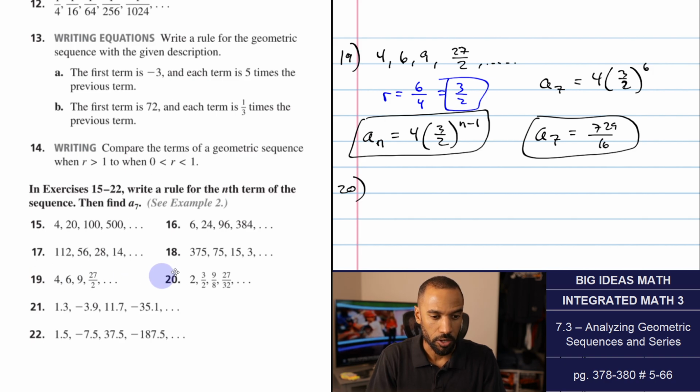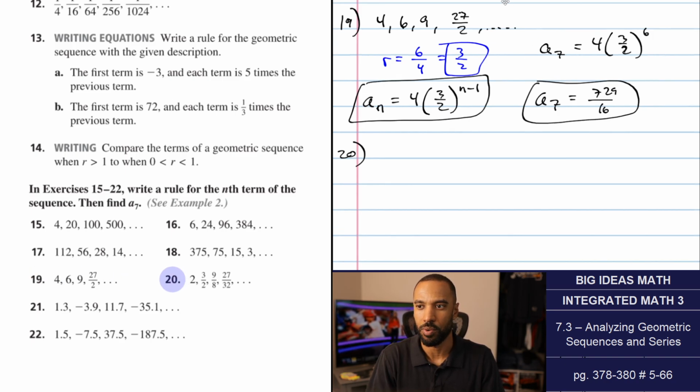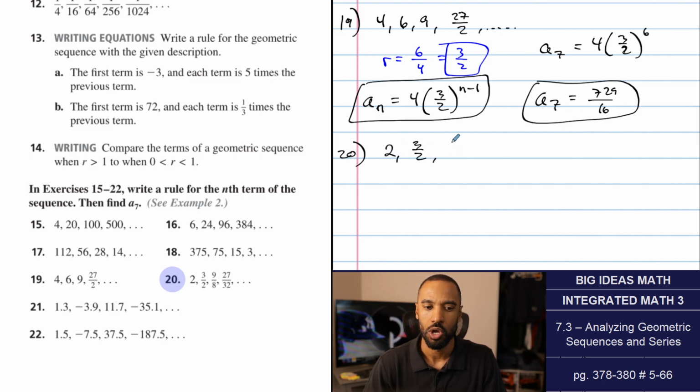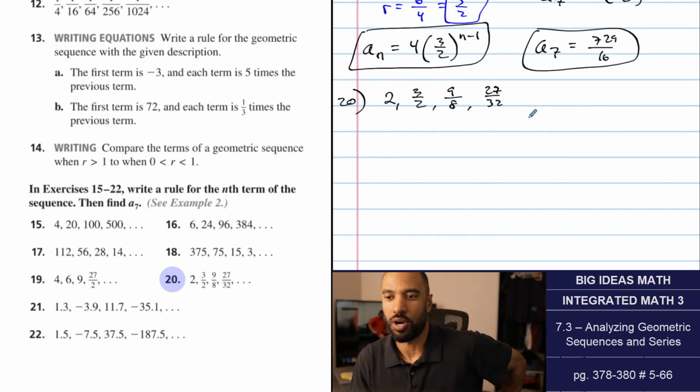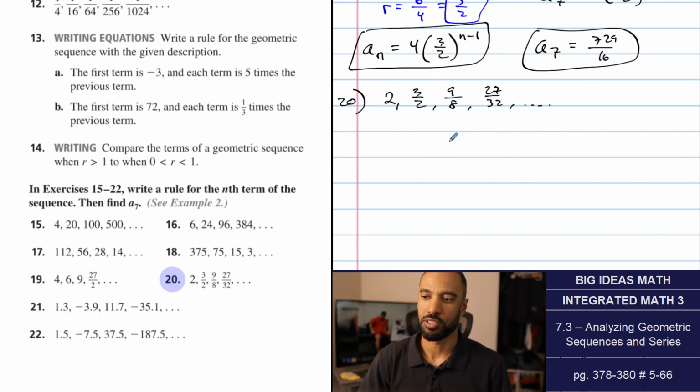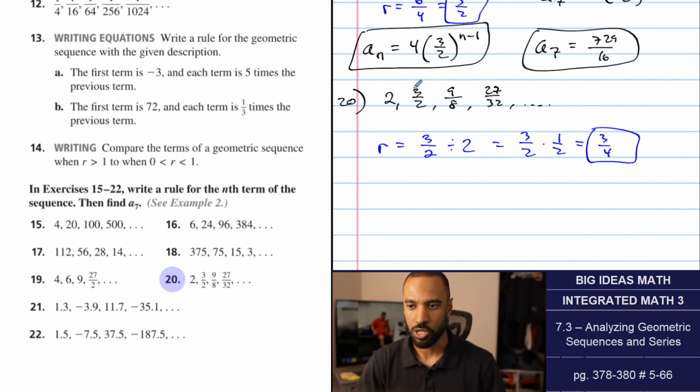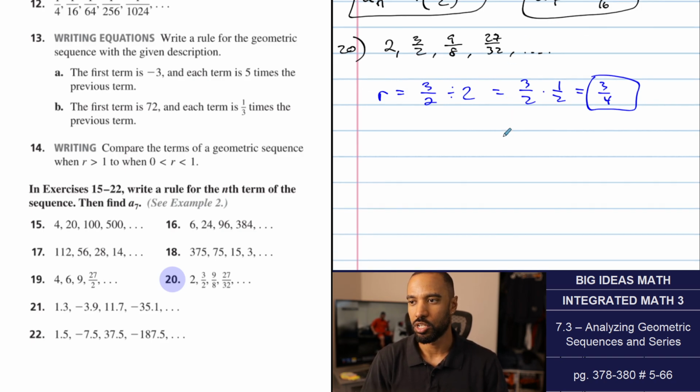These numbers are getting smaller. We go from 2 to 3 halves, and 3 halves is 1.5, but this gets a little trickier when it comes to common ratio. Once again, you divide a term by the one before it. And once again, as long as the calculator can give me a fraction answer, I'm going to go ahead and state what that is. So the first term is 2. Let's divide 3 halves by 2, which is 3 halves times 1 half, which is 3/4. 3/4 is our common ratio, what we're multiplying by from one term to the next.